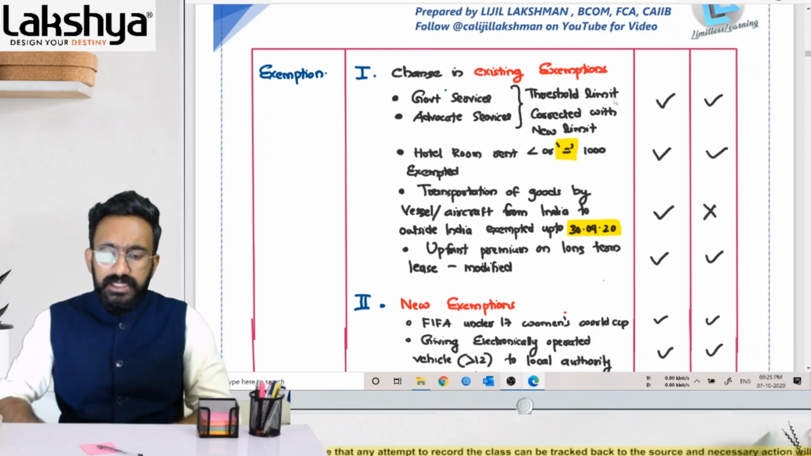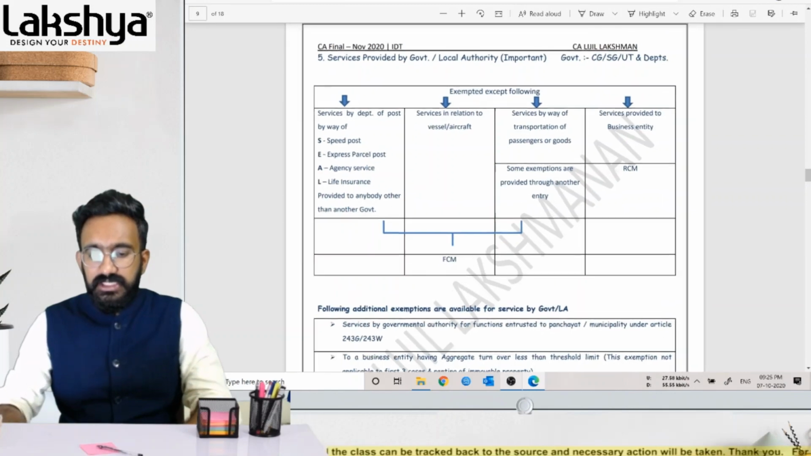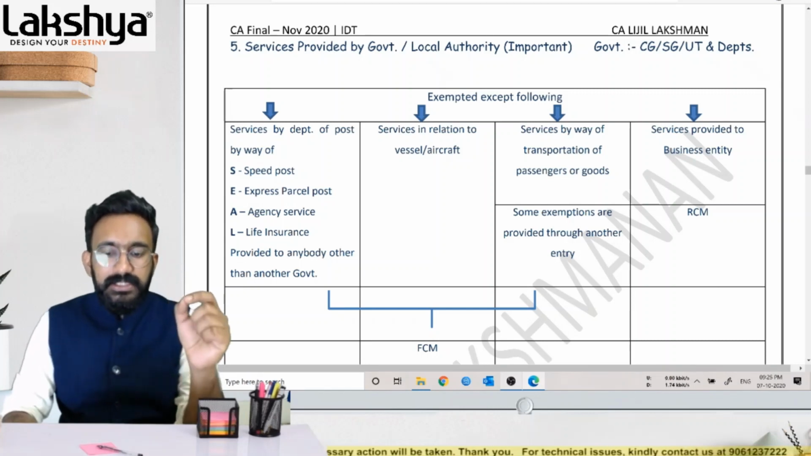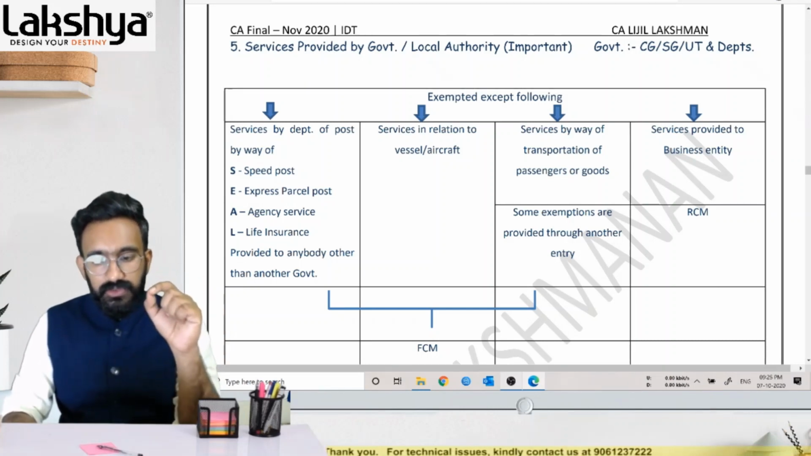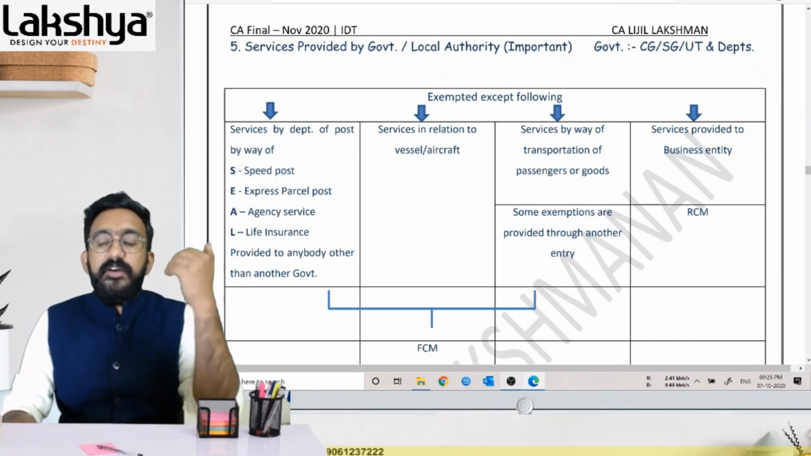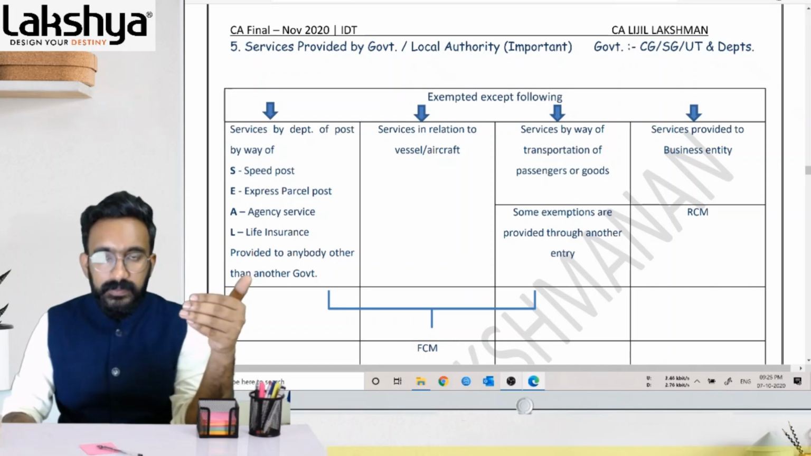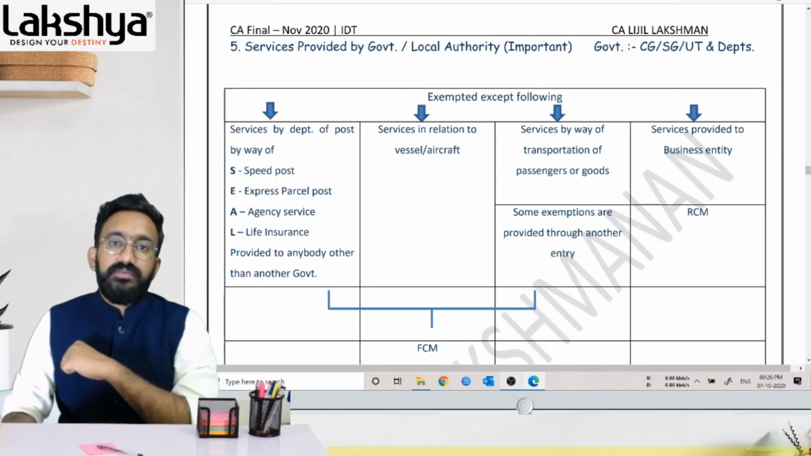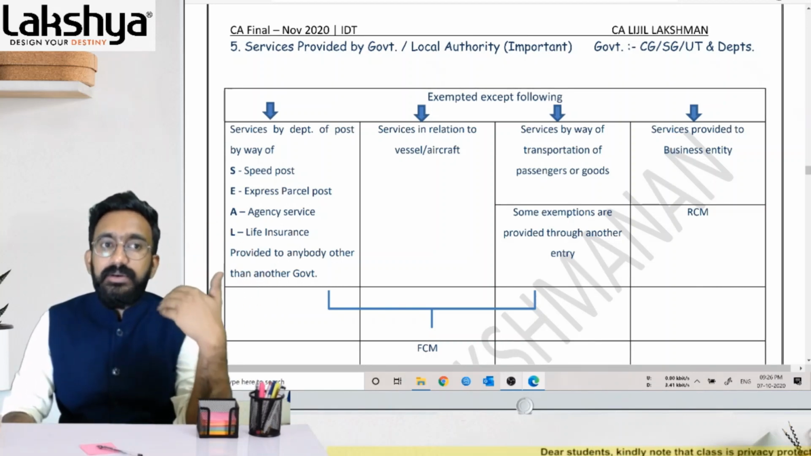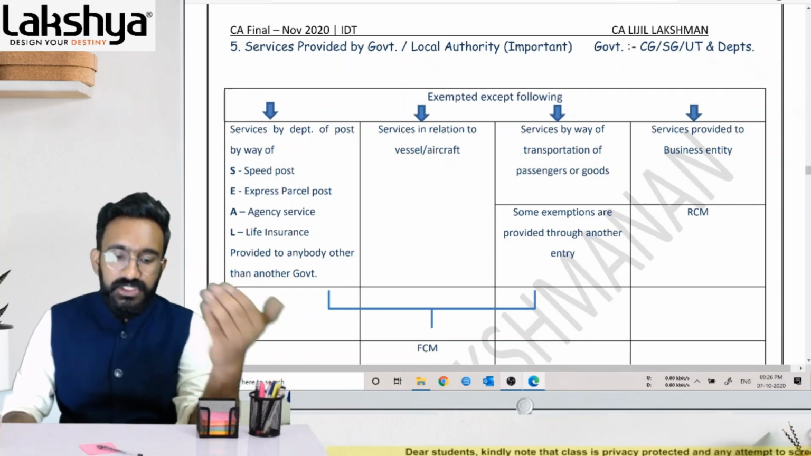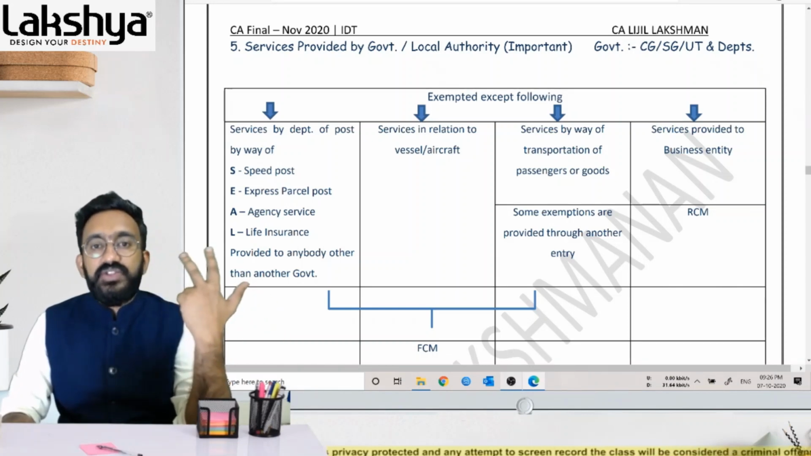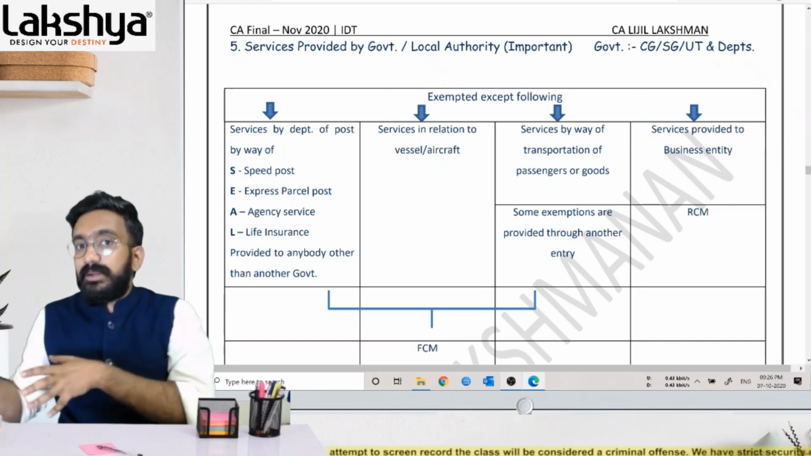If you go ahead and try to understand government services, you would have seen in our regular notes that when the government or a local authority, that is the central government, state government, union territory, panchayat, municipality and all the local authorities, provides a service, it is generally exempted, other than the three services that we have already seen, which are taxable under forward charge even if the government provides them: Department of Post selected services, services in relation to vessels and aircraft, and transportation of goods or passengers. There are few exemptions available in a different entry.